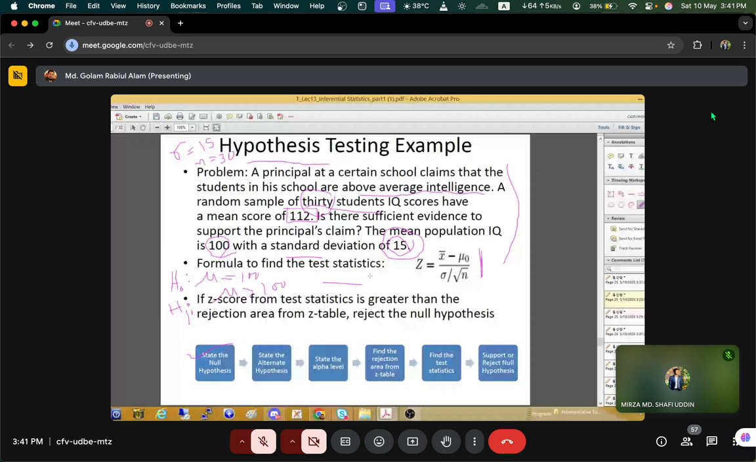So we have stated the null hypothesis. We have stated the alternate hypothesis. We can assume the alpha level. Again, we can assume that alpha is 0.05 in that case. 0.05, the significance level.